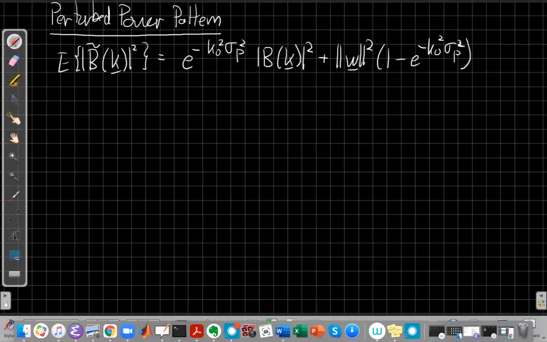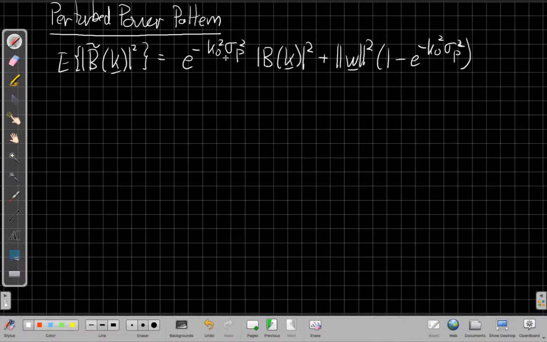Okay, so now we finally have our result on the perturbed power pattern. We're saying the expected value of the power pattern, or the beam pattern, how much power it would let through from all these different directions, is the nominal one, the one we thought we had for the ideal array, attenuated by this factor here, e to the minus k naught squared sigma p squared, where again this sigma p squared is the variance of the sensor position error, plus another term that is just independent of k.